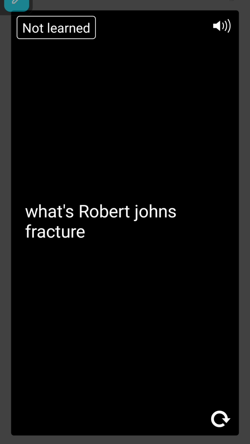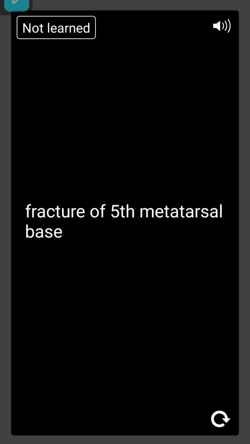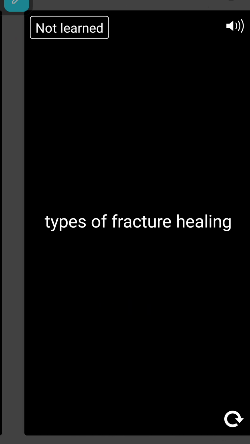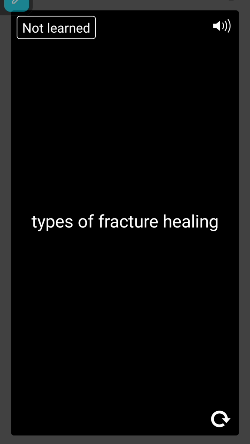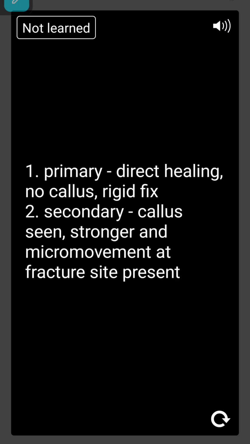What's Robert Jones fracture? Fracture of fifth metatarsal base. Types of fracture healing. 1. Primary, direct healing: no callus, rigid fixation. 2. Secondary: callus seen, stronger, and micro movement at fracture site present.